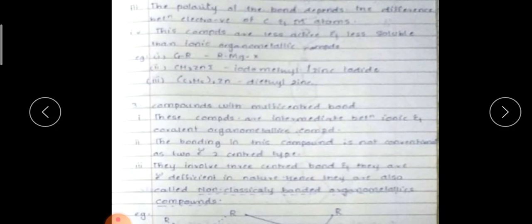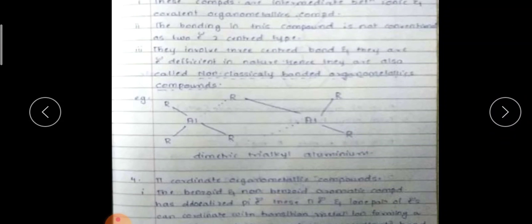Then diethyl zinc. Compounds with the multi-centered bond, here the example is given, are intermediate between ionic and covalent OMCs. The bonding in these compounds is not conventional, 2-electron 2-center type. Here you can see there are 3-centered bonds and they are electron deficient in nature, hence they are also called non-classically bonded OMCs.